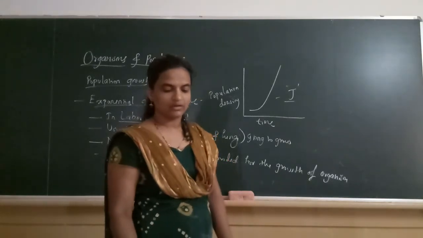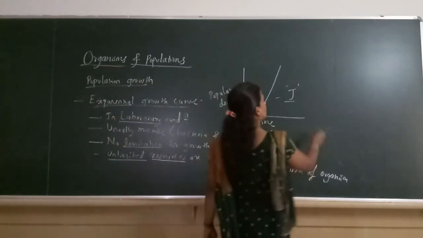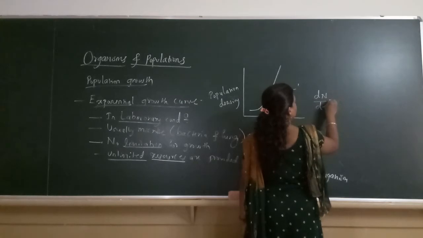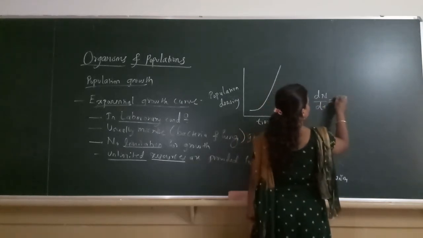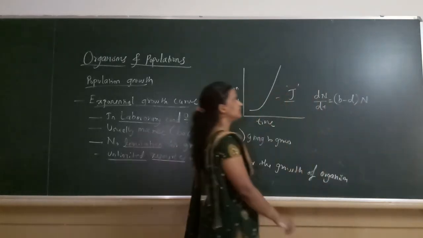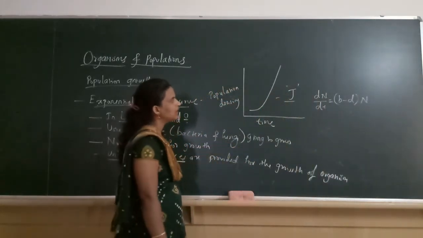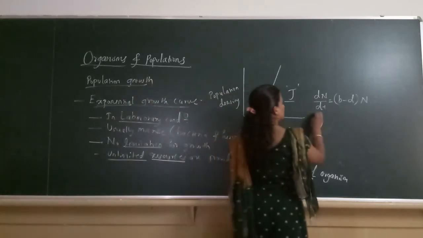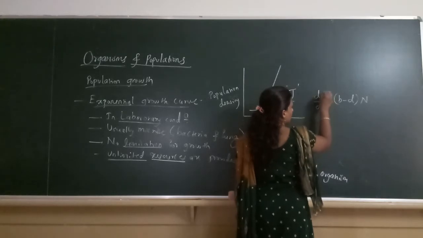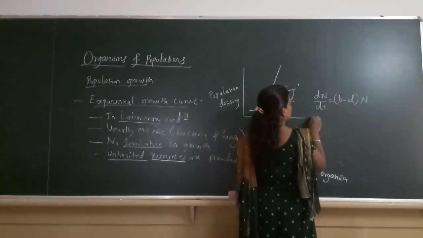Here different calculation is there. Okay, what calculation is there here? Here dn divided by dt is equal to b minus d into n. This is the simple expression for this exponential growth. Okay, here b minus d, n means population density, t means time.